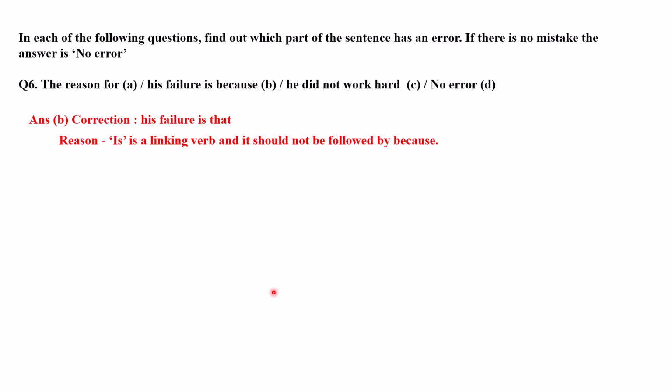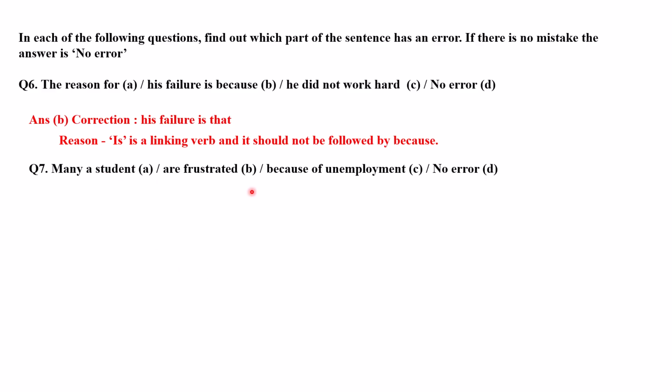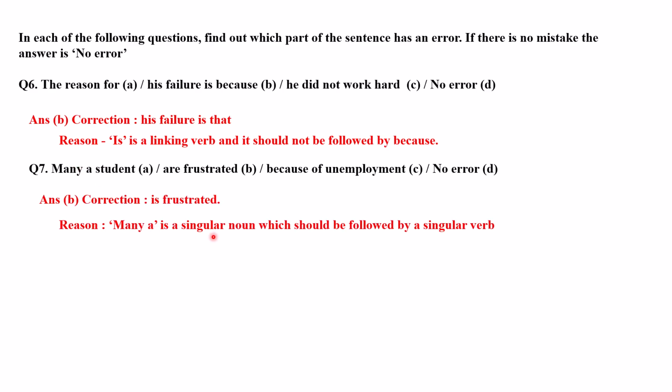Okay. Next question. Many a student are frustrated because of unemployment. First of all, many a. Okay. When many a student is there, many a is singular. Singular noun. So with that, you have to use singular verb. But here are is there. So in place of are, it should be is. So correction is frustrated.